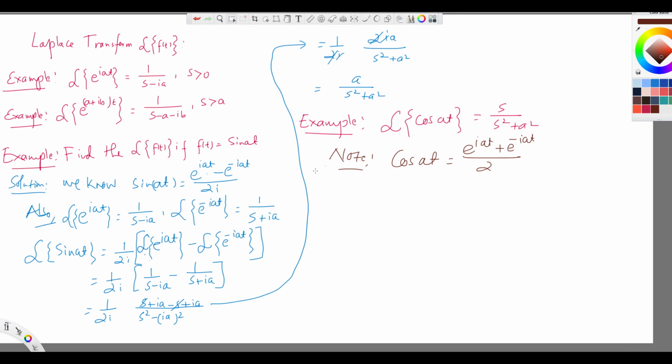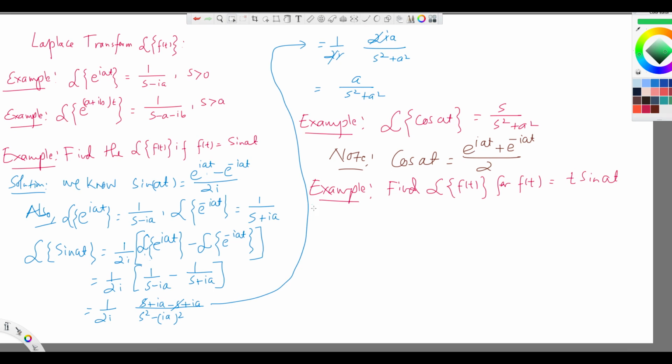Let me give you one more example, and then I will finish this video, okay? So let me do that example. Find the Laplace transform of f of t, for f of t equals, let's say, the product t sine at. How do you do that? Okay, this is the product. We are trying to find out the Laplace transform of the product, right? So how do I do this problem?